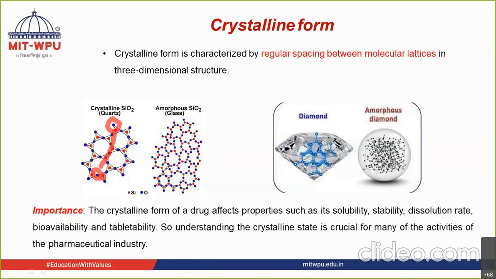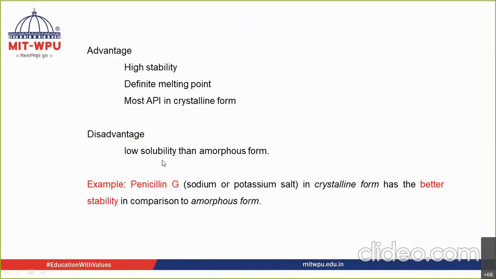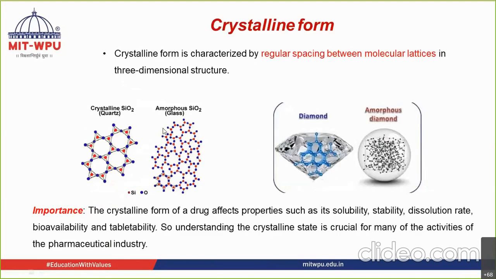Whereas if you take a short range, as in the case of amorphous form, you take this molecule and this molecule. The order in between them, the distance in between them, is going to keep on varying. It is not going to be constant. For example, if I take this molecule over here and this molecule over here, that distance is going to vary. Now it is some x, after some time it becomes y, after some time it becomes z, right? This is in the case of amorphous.